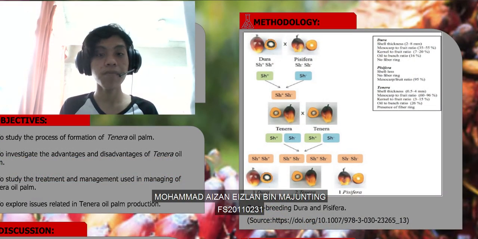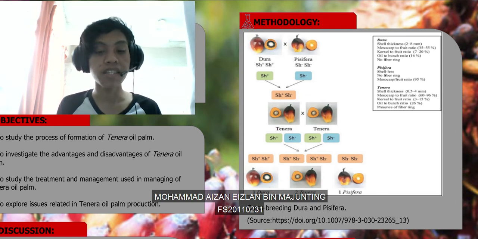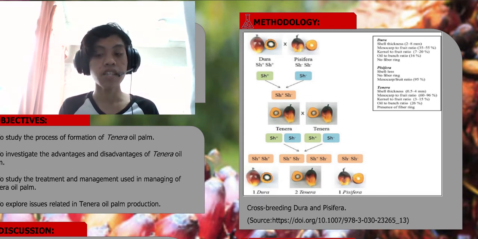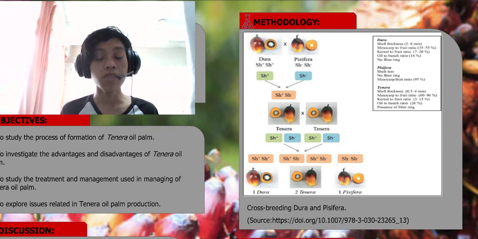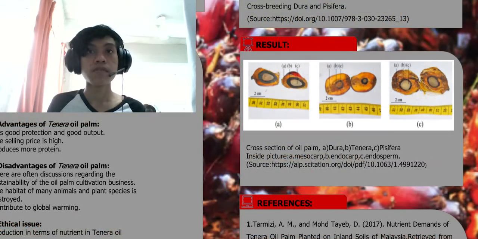Next, I will present the method. As we can see in the method, it shows the crossbreeding between Dura and Piscifera. In the F1 generation, the crossbreeding between Dura and Piscifera will produce a new hybrid, Tenera. In the F2 generation, the combination of two Tenera is likely to produce one Dura, two Tenera, and one Piscifera. That's all from me.